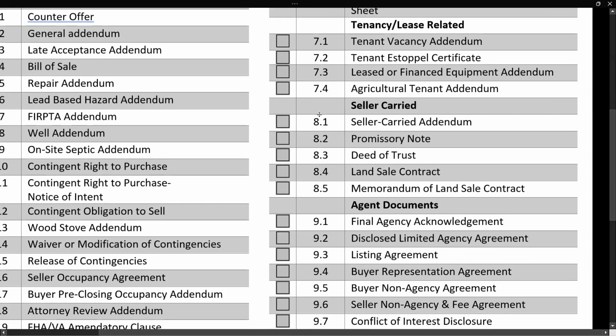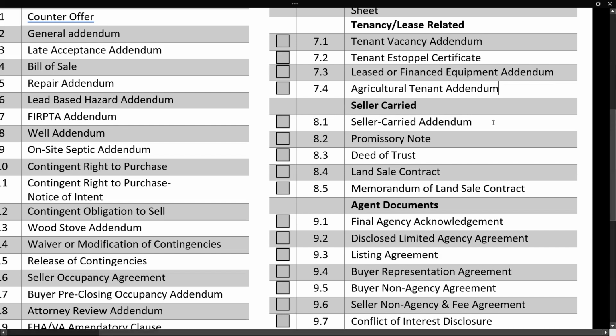Our 8 documents, these are seller carried documents. If you have a seller carried transaction, that is an instance where the seller is essentially acting as the bank. They are financing the loan for the buyer to purchase the property. The buyer says, I don't have $500,000. The seller says, I will lend you $500,000, but you have to pay it back to me as though I'm the bank. That is a seller carried transaction. Anytime you have a seller carried transaction, document 8.1 is involved.